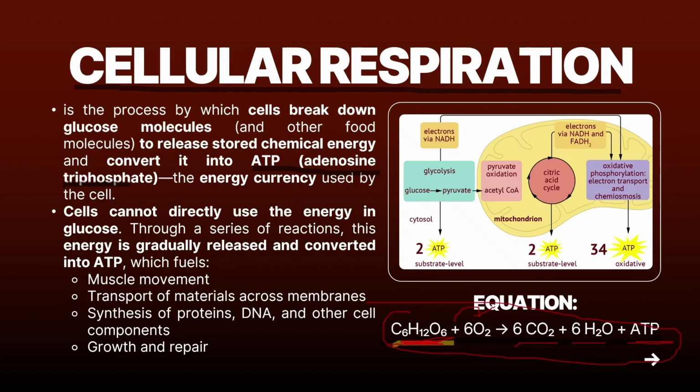Again, the equation for cellular respiration is one molecule of glucose reacting with 6 molecules of oxygen to produce 6 molecules of carbon dioxide, 6 molecules of water, and energy in the form of ATP. In short, our cells take in food and oxygen, and in return they give us the energy to live and to move.